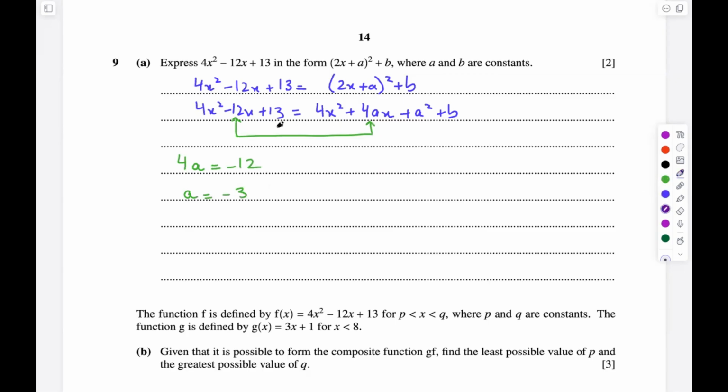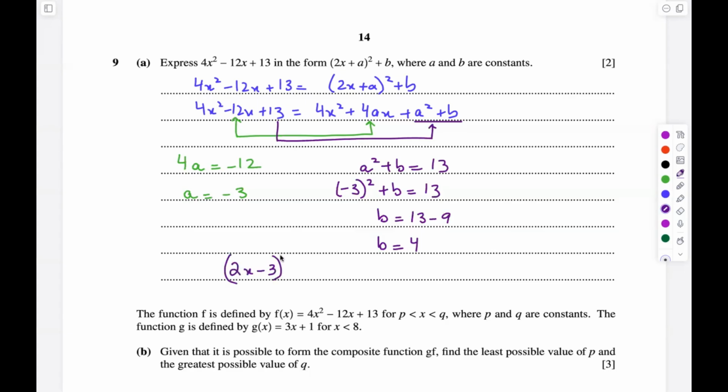The constant term on the left hand side is 13, and on the right hand side, that is a squared plus b. So a squared plus b equals 13. We know that the value of a is minus 3. So this will become (minus 3) whole squared plus b equals 13. So b equals 13 minus 9, and the value of b is 4. So we can write this expression as (2x minus 3) whole squared plus 4.